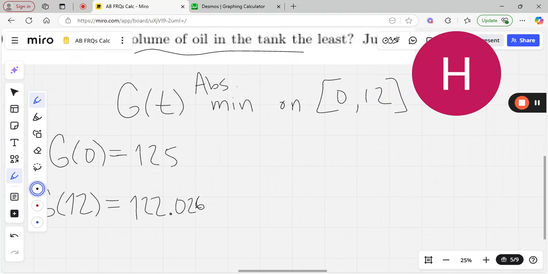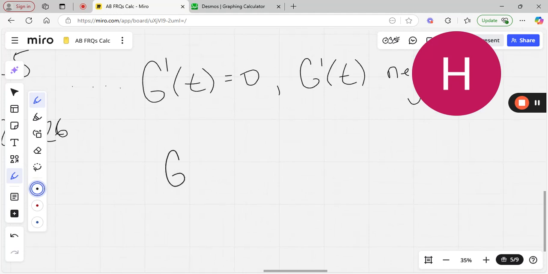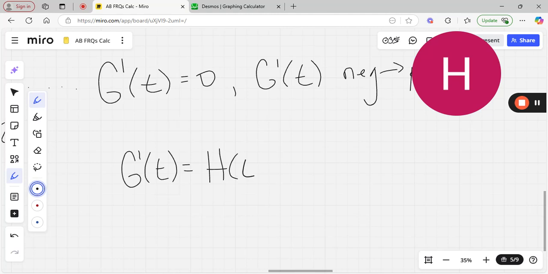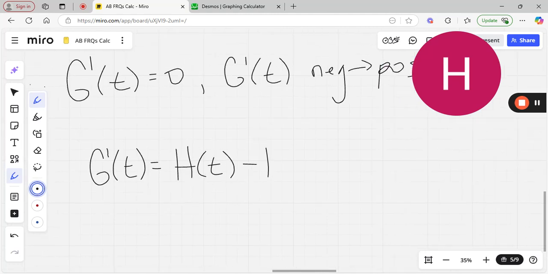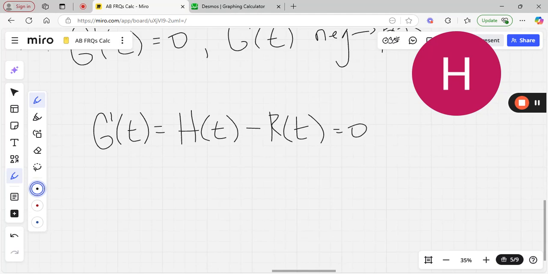Now, we also have to consider when G prime is 0, and when it goes from negative to positive. So what is G prime exactly? Remember that G prime, the overall change in the gallons of oil, is equal to the rate of incoming oil minus the rate of outgoing oil. So we just want to find out when this equals 0.